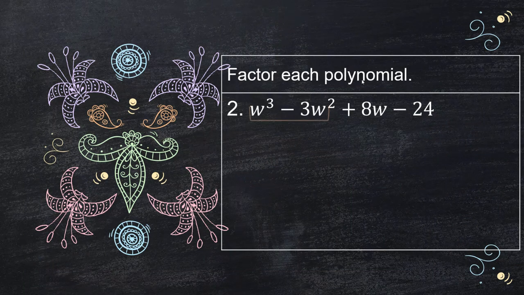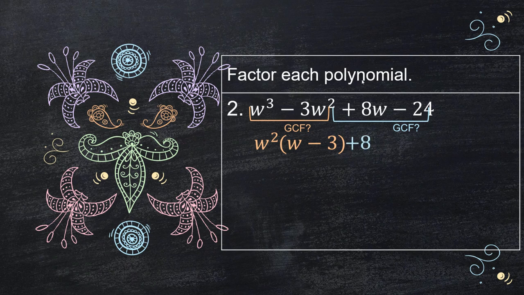Number 2, look at your first two terms and ask yourself, what's the greatest common factor? If you said w squared, you're correct. Dividing both of those by w squared would give us w minus 3. Look at your last two terms and ask yourself, what's the greatest common factor? If you're thinking 8, that's correct.